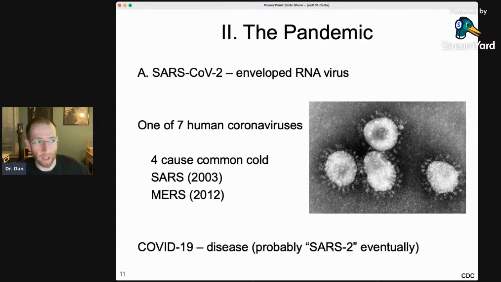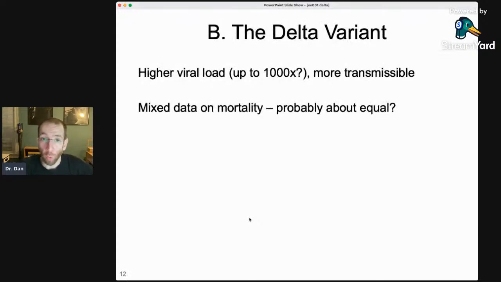Okay, so that's the kind of virus we're dealing with here. And specifically right now, again, August 6th, 2021, we're dealing with the Delta variant, which is either already exploded or about to explode basically everywhere in the world. Now, some really interesting things about the Delta variant.